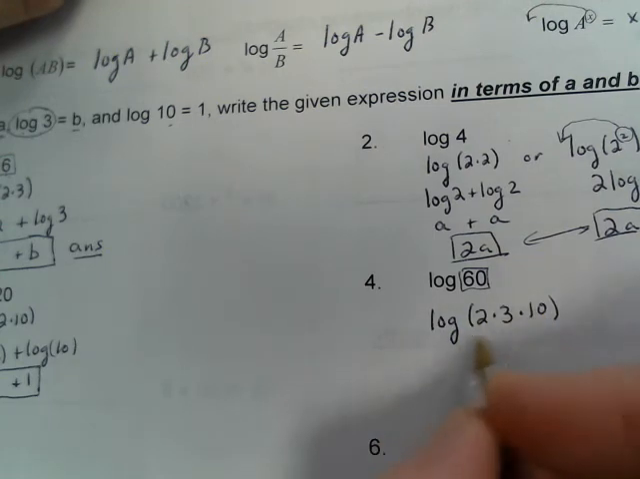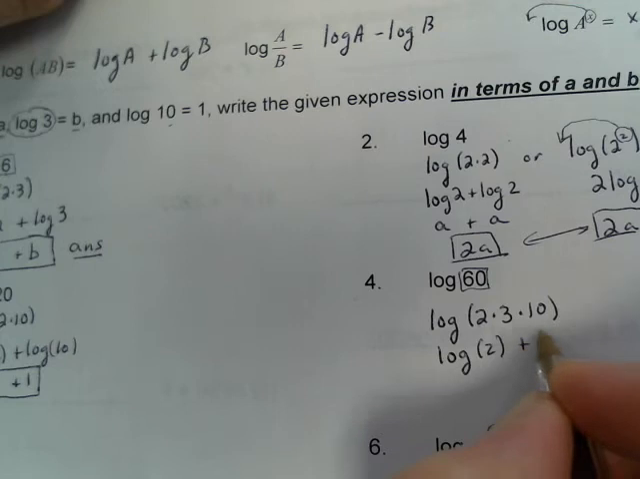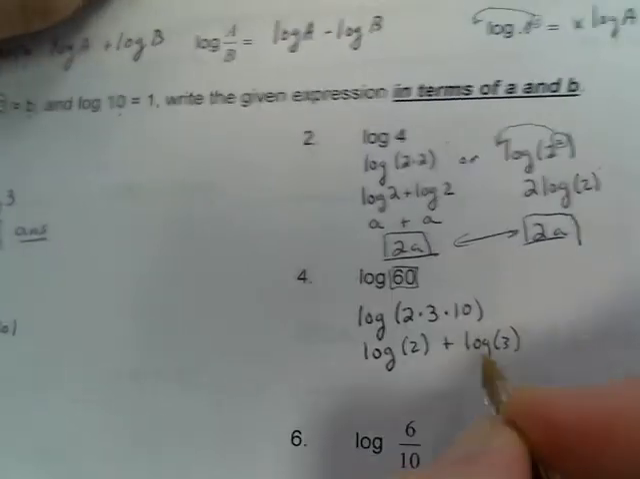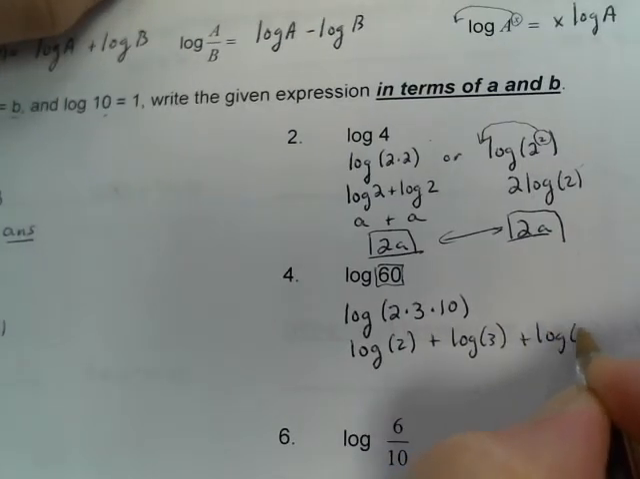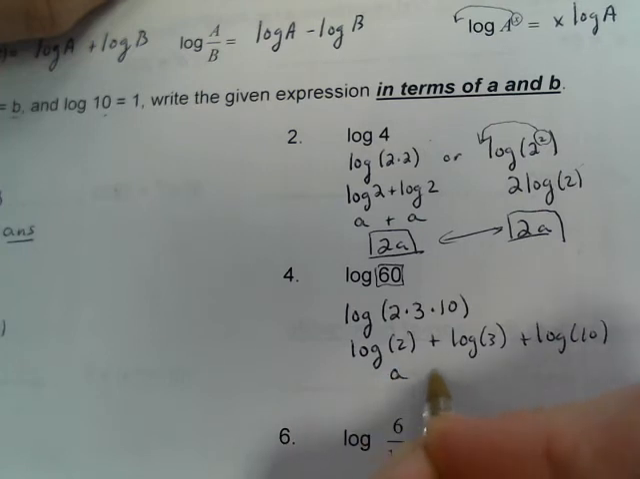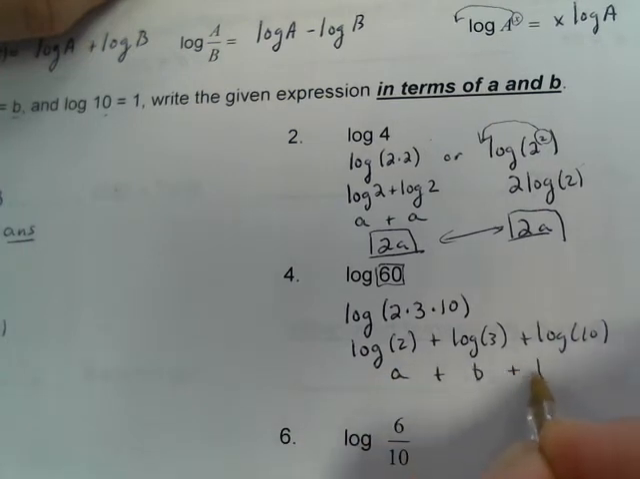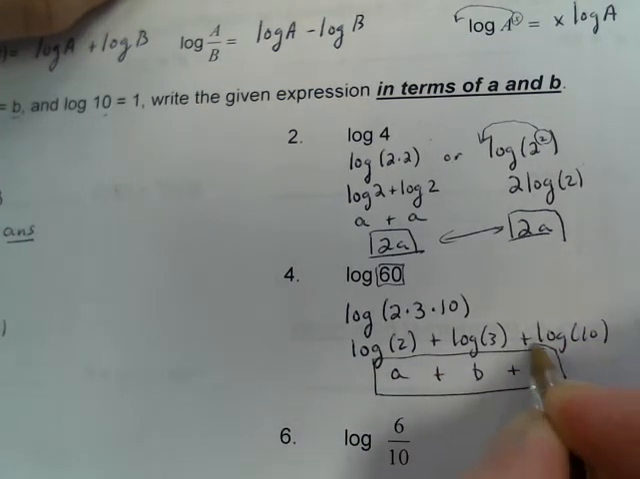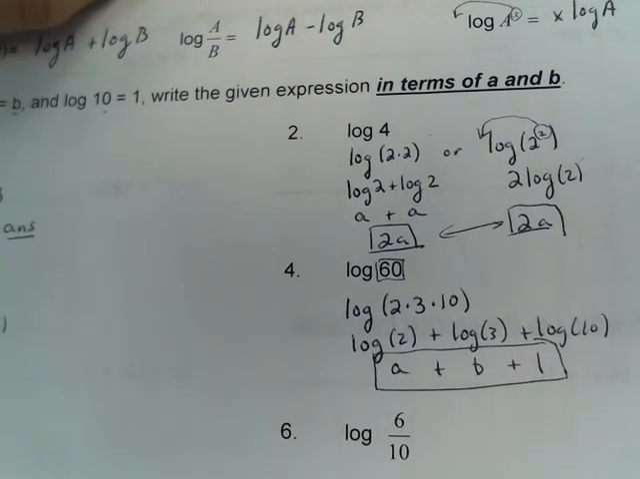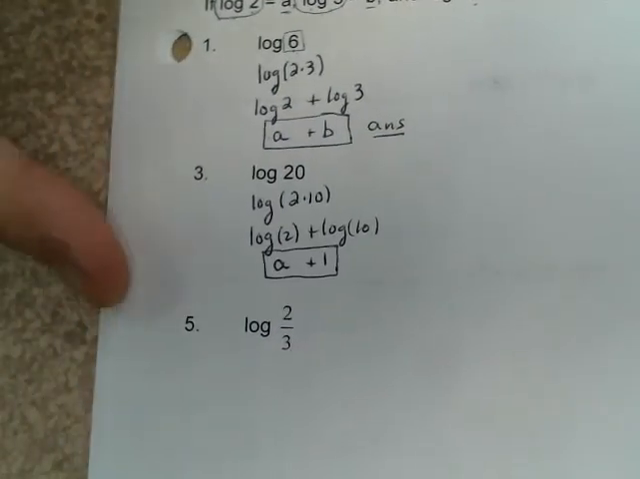So now we have 3 factors, so we're going to break it up into 3 logs. This is the log of 2, plus the log of 3, plus the log of 10. Log of 2 is a, log of 3 is b, log of 10 is 1. A plus b plus 1. Notice there's no log in my final answer, just a's, b's, and 1's.